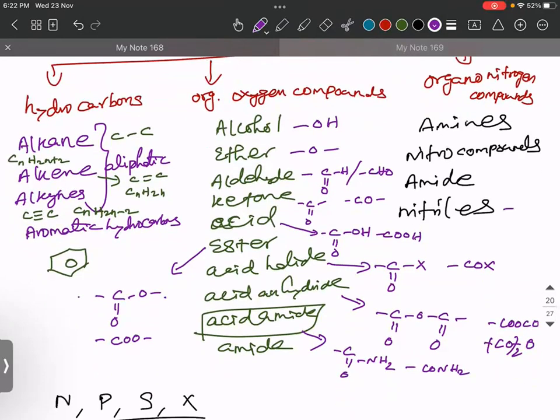So nitrile becomes cyanide, C triple bond N. Okay, amide becomes CONH2. Nitro compound becomes NO2. Amine becomes NH2, primary amine. So we have to remember the functional groups.